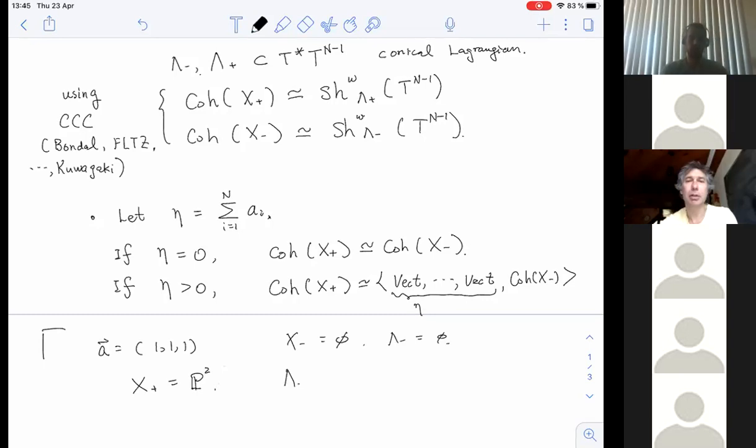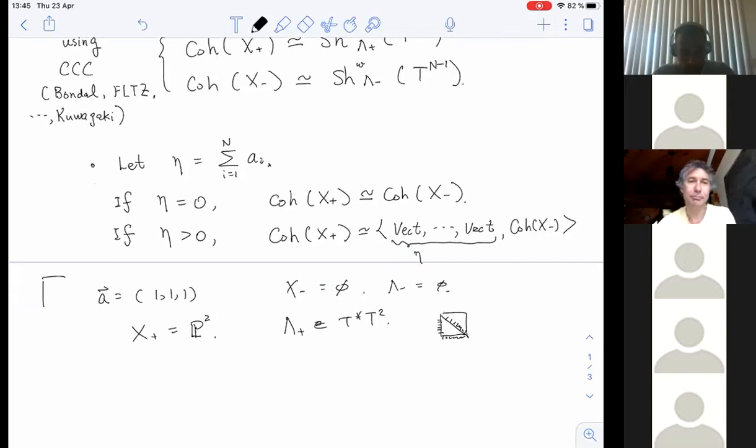So lambda plus would be something in T star T2. It's like this. So this is not a pair of pants. This is really like the cotangent bundle of the torus. Okay, sorry. Thanks. That's nice. I have the chance to talk about one particular example.